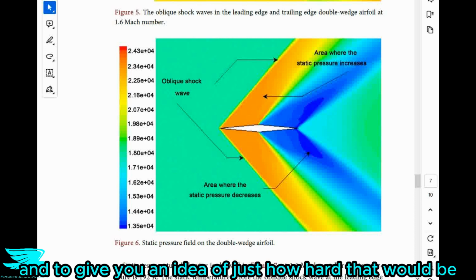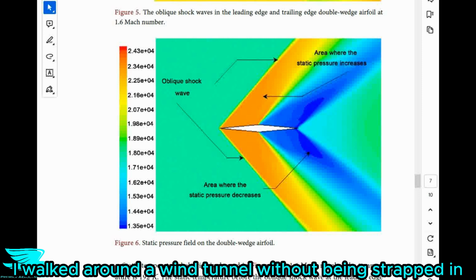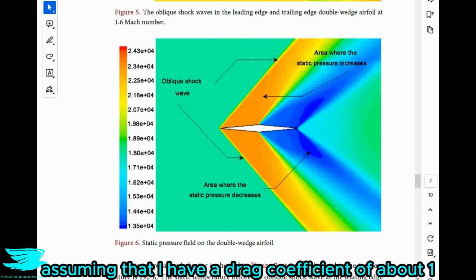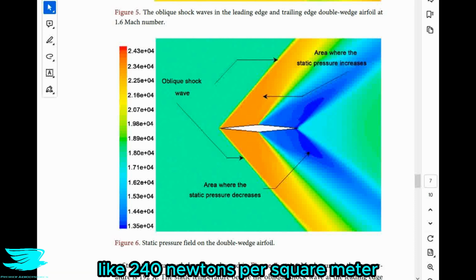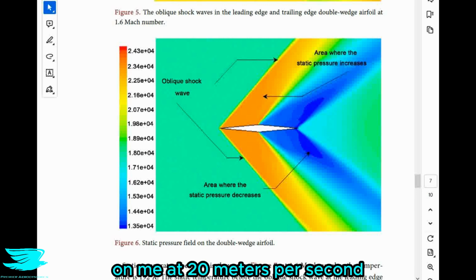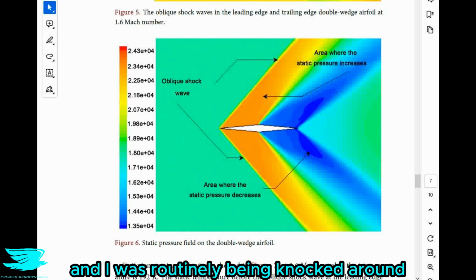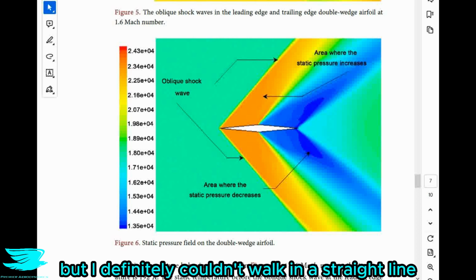And to give you an idea of just how hard that would be to stand up to, the highest velocity I've experienced in a wind tunnel is around 20 meters per second. I've walked around a wind tunnel without being strapped in at 20 meters per second. Assuming that I have a drag coefficient of about 1, that still only results in like 240 newtons per square meter on me. At 20 meters per second, I was having trouble keeping my balance and I was routinely being knocked around. Now, I wasn't close to falling down, but I definitely couldn't walk in a straight line.